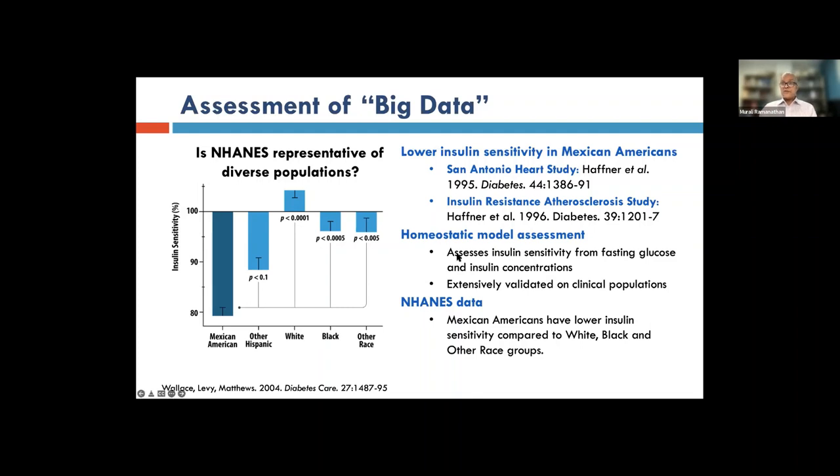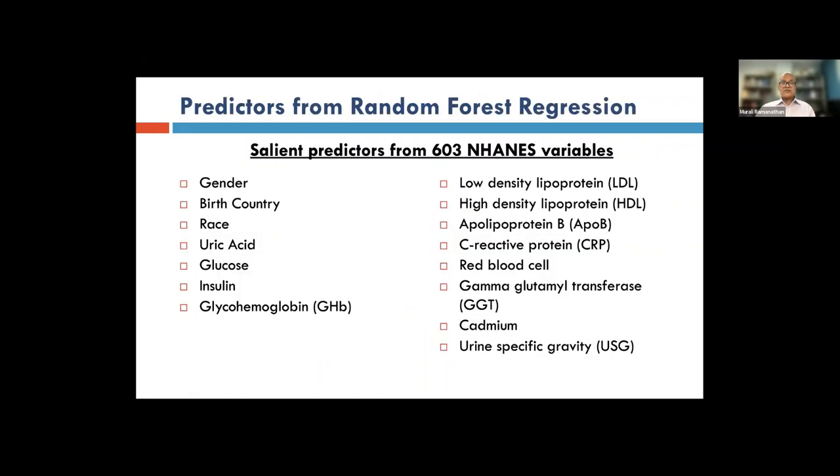And sure enough, what we found was we looked at measures of insulin sensitivity. This is done through what is called a HOMA-3 model. And we found that in the Mexican American sample that we had in ENHANCE. So this made us believe in the utility of ENHANCE for studying metabolic diseases and metabolic questions in general.